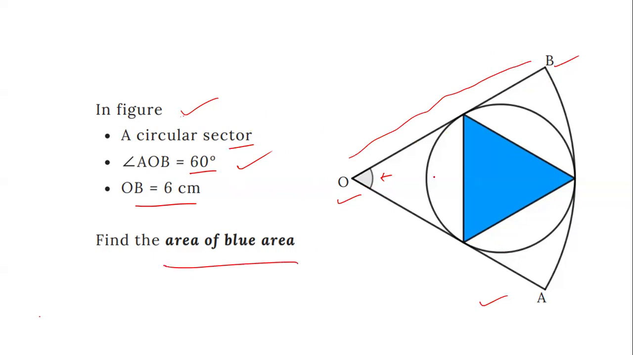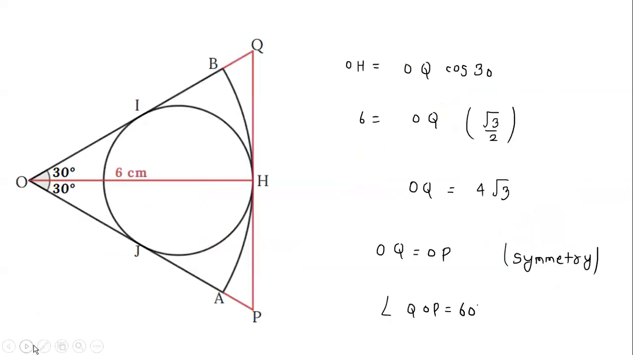Then we have to find the area of this blue region, which is this triangle. So let's see how we can solve this. You see this figure. In this figure, I draw this red line and this red line. So we know OB is 6, OA is also 6. Both are equal to the radius, and OH will also be 6 because this is also equal to the radius. So now we know this figure is symmetric about this OH line.